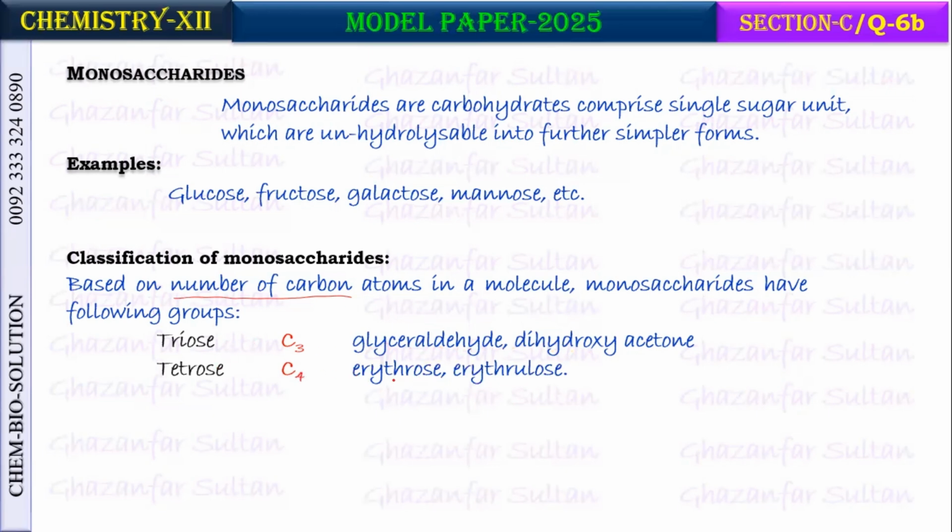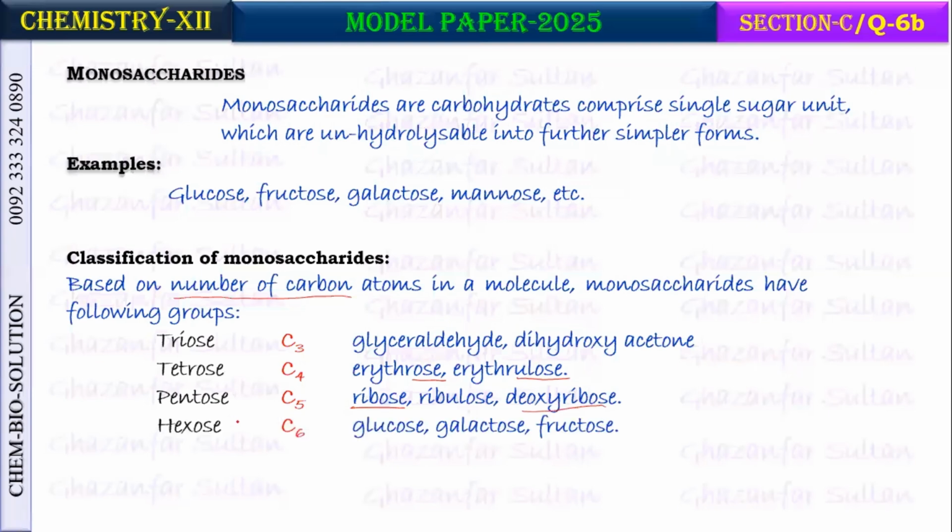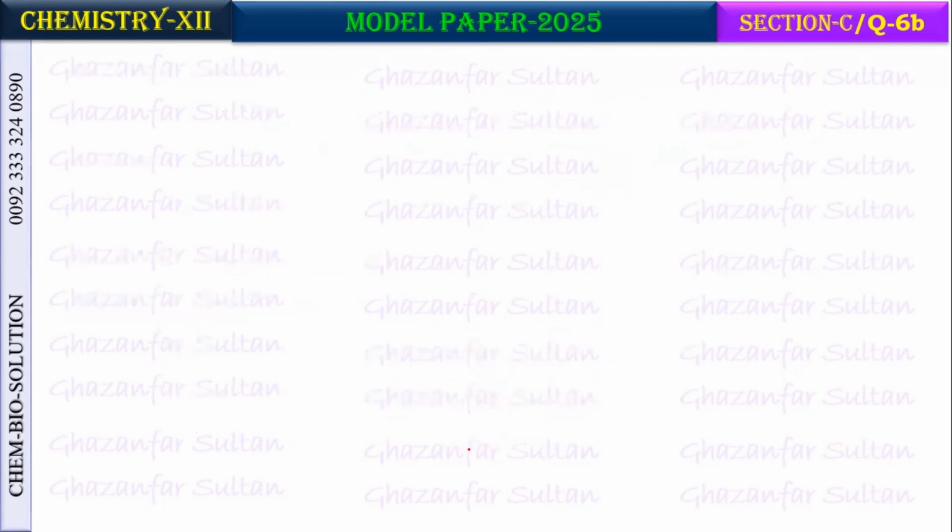Tetroses, examples are erythrose and erythrulose. When the term ulose is there, these are the ketoses, the polyhydroxy ketones, and ose are generally aldoses. Pentoses: ribose, ribulose, and deoxyribose. Students of pre-medical know about ribose and deoxyribose and their use very well in DNA and RNA. Hexoses are monosaccharides containing six carbon atoms. So glucose, galactose, fructose, these are the six carbon containing monosaccharides.